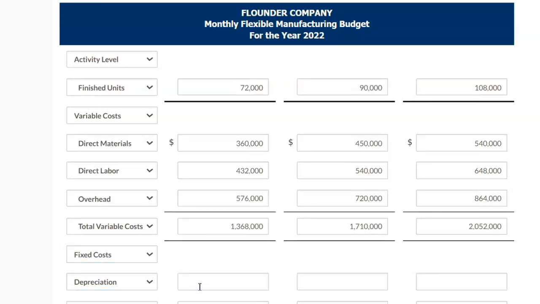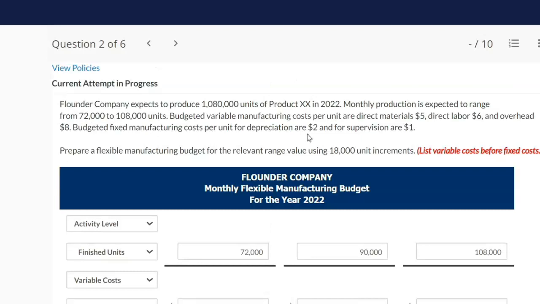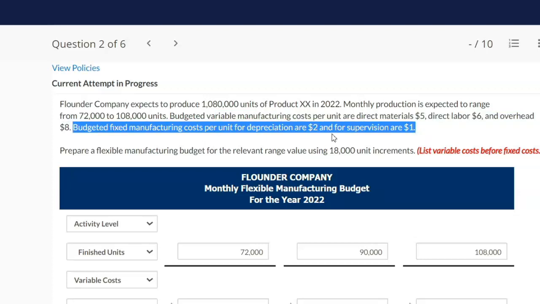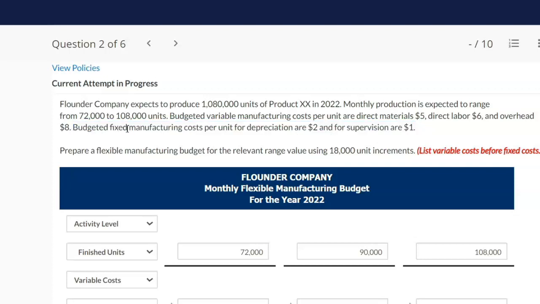And depreciation above, it's written $2. We have 18,000, multiplied by, I have other numbers. You have different numbers, eh? But then here it's written budgeted fixed manufacturing cost per unit for depreciation are two per unit and one for supervision. How is that possible? So you have 18,000 multiplied by 2, then by 1.